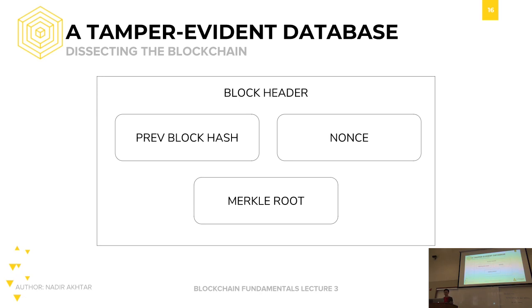These parts, if you refer back to Nadir's very first lecture, all three refer back to a section in the high-level overview. The Merkle root is a summary of the transactions that go on. The previous block hash allows you to create this ordering of transactions, and the nonce is the proof of work aspect, or the consensus mechanism that we used in the Bitcoin blockchain, right?